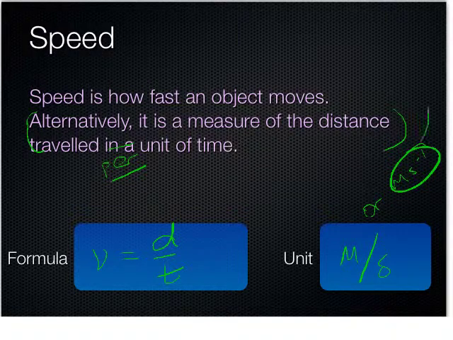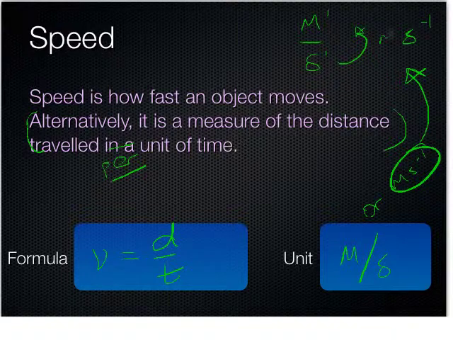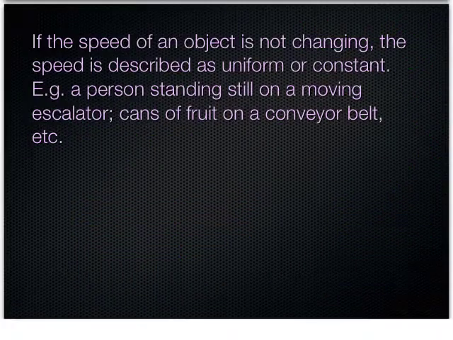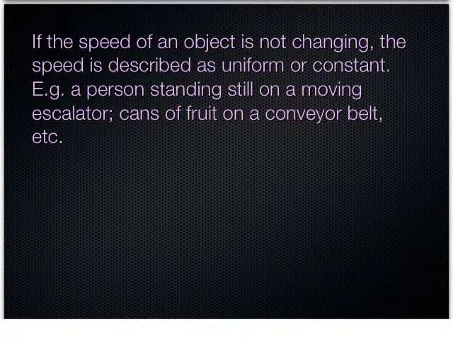Remember, this part here comes from the fact that this is m to the power of 1 divided by s to the power of 1. When you move that s to the top line, the power becomes a negative. So you can write it either way, it's up to you. If the speed of an object is not changing, the speed is described as uniform or constant. A person standing still on a moving escalator, cans of fruit on a conveyor belt, etc. are all to do with these words here, uniform or constant.